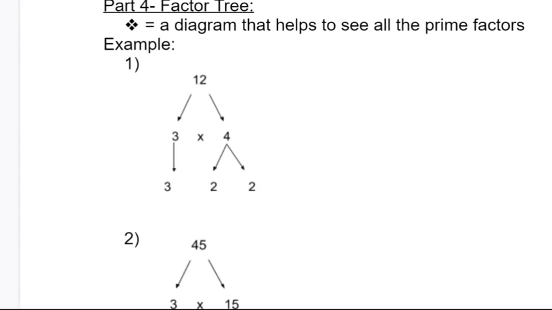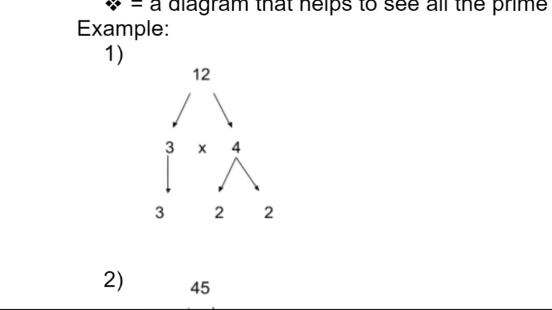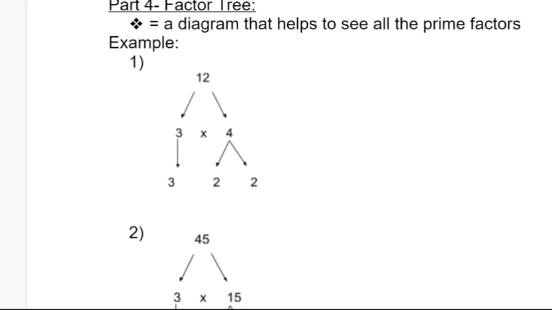So let's start with example number 1, and I've chosen the number 12. Well, which 2 numbers, when multiplied, will give me 12? The first thing that comes to my head is 3 times 4. So I'm going to multiply that, and obviously that gives me 12. But I can further divide 4. I can't divide 3 because it's already a prime number, but 4 is a composite number, and I can divide that further. So which 2 numbers multiplied together will give me 4? Well, 2 times 2 does.